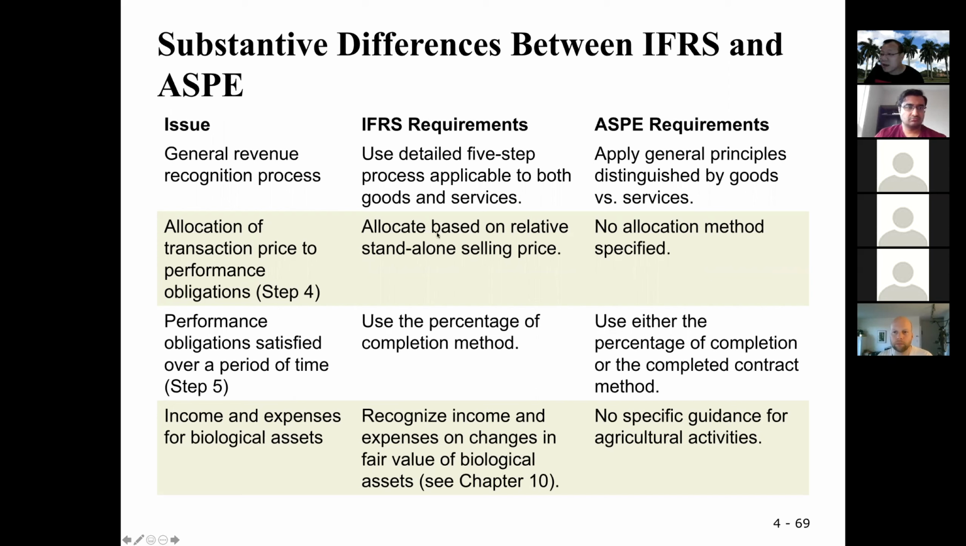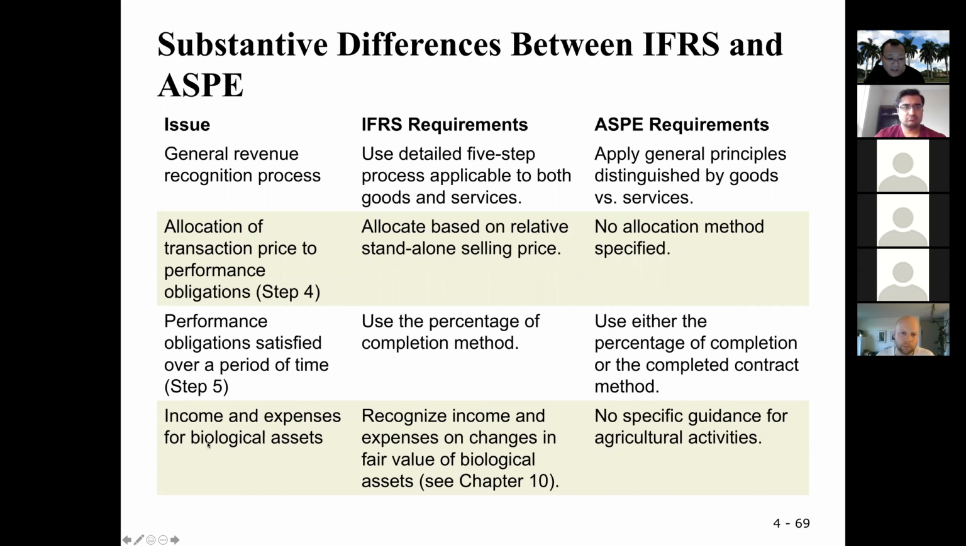So IFRS requires the allocation to be based on relative standalone selling price. For ASPE, there's no allocation method specified. You can see ASPE is more loose, more open, with fewer restrictions. Then for performance obligations satisfied over time, under IFRS you have to use the percentage of completion method. For ASPE, you could use percentage of completion or completed contract method, which I just talked about.